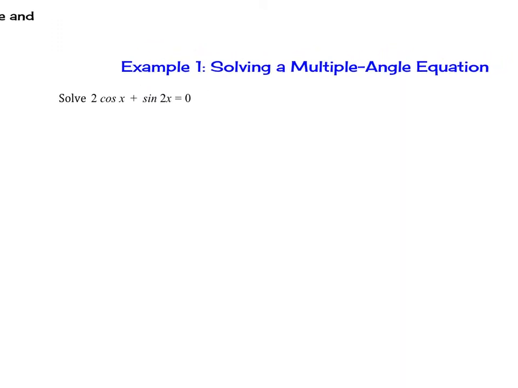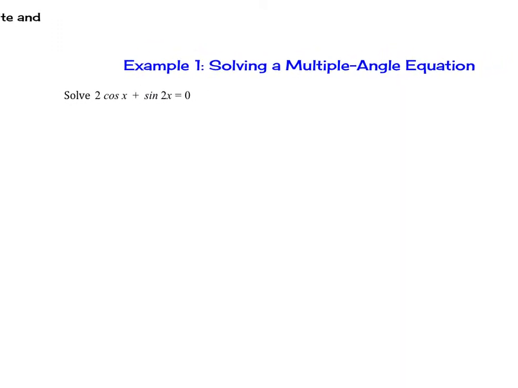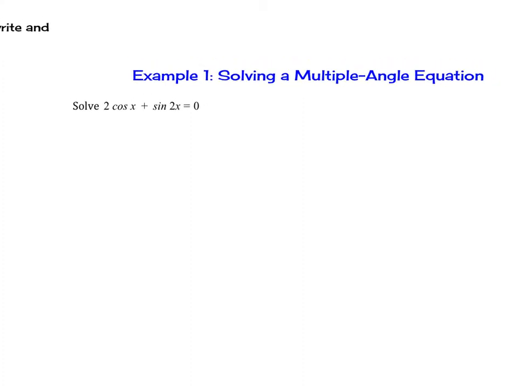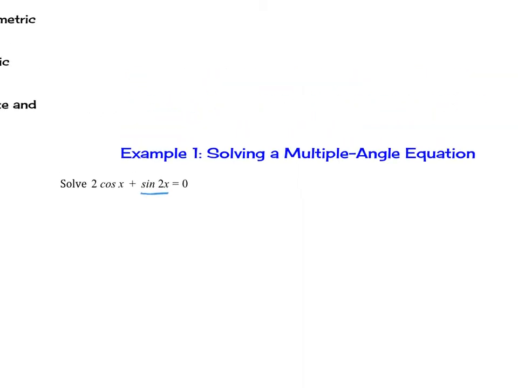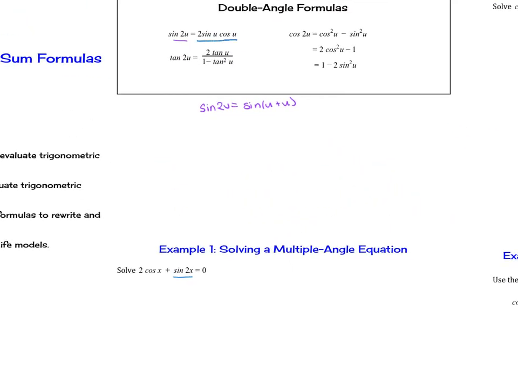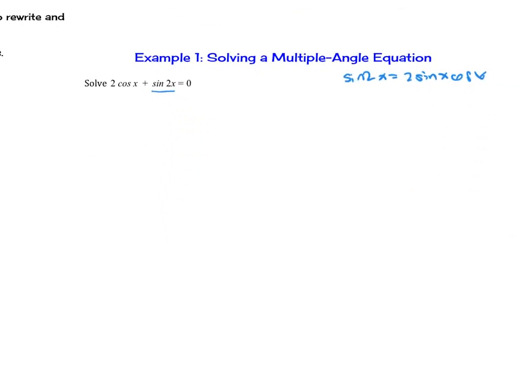So we're going to solve a multiple angle equation. So we need to first rewrite so there's only one x and then factor and solve. So we have 2 cosine of x plus sine of 2x equals 0. So sine of 2x, that reminds us of 2 sine of u cosine of u. So sine of 2x equals 2 sine x cosine x. So we're going to replace that in our equation here. So 2 times cosine of x plus 2 sine of x cosine of x equals 0. So writing as only a single x, so it's not 2x anymore.